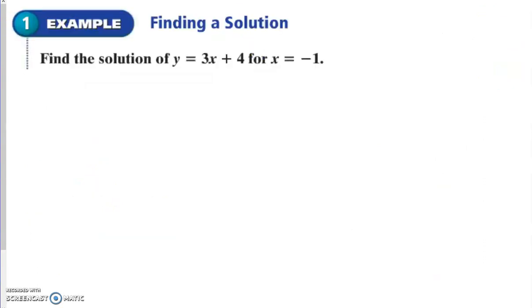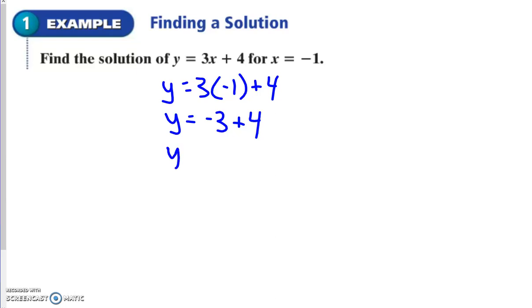So in this example, they said, you know what, let's make x -1. So I'm going to substitute -1 in for x. And when x was -1, y is +1. So we write our solution, remember, in parentheses. We have an x value and a y value. They said your x value is -1. If your x value is -1, your y value is +1. So the solution for this one is -1, 1.